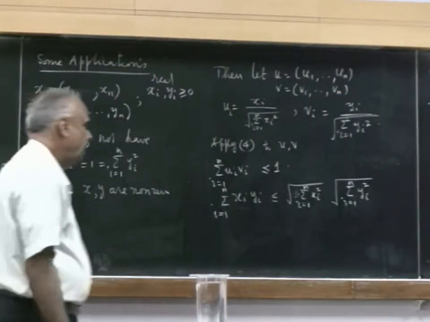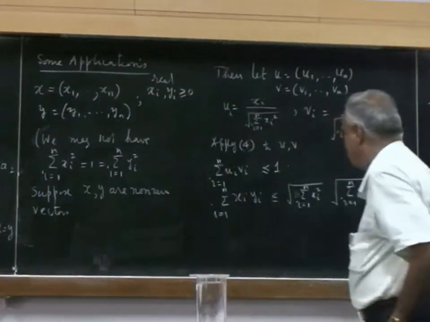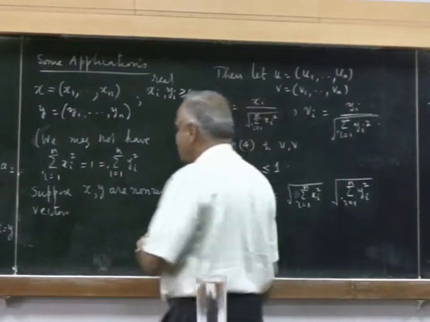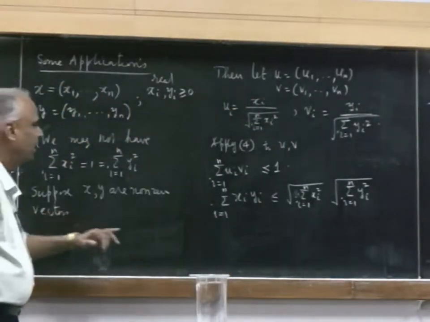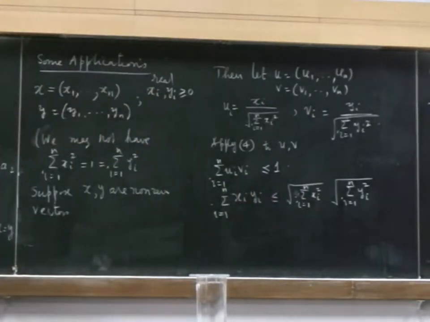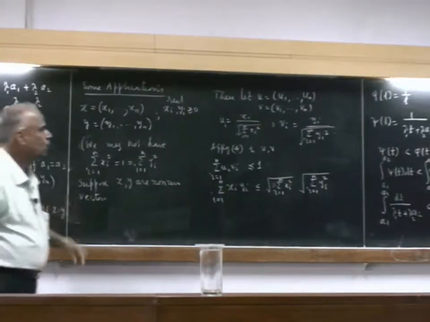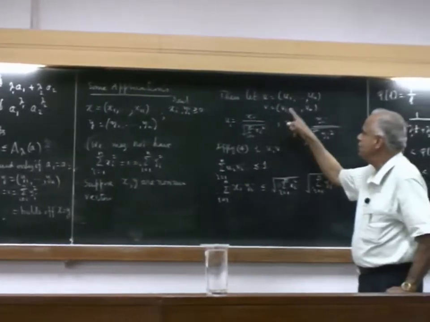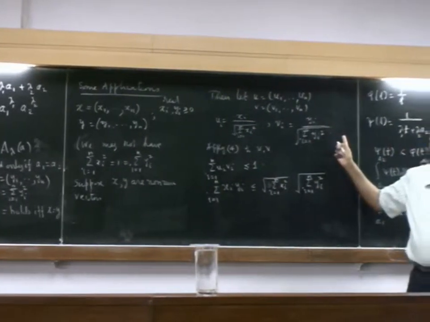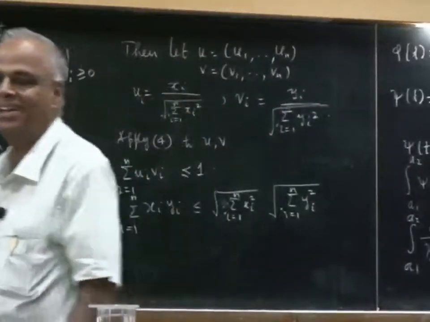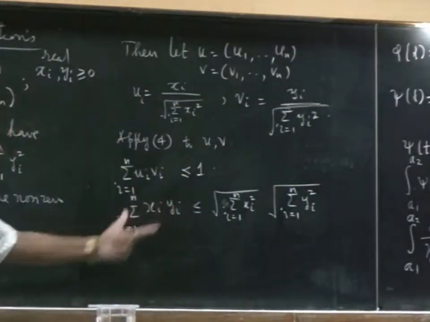Okay. Now, that is the generalization of the previous problem. Now, where does the equality take place? If it has to take place here, that is the uv case. That means ui must be equal to vi. Ui equal to vi means xi must be equal to this number divided by this number into yi, which is every component of x is a multiple of the component of y, which means they are linearly dependent, and that is the case even if one of them is 0.